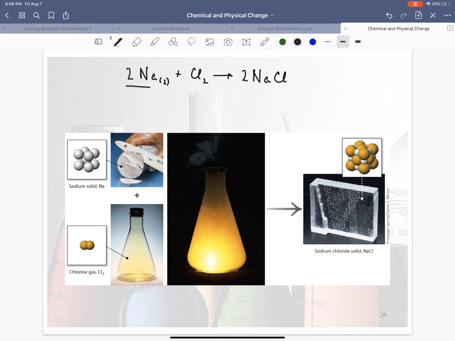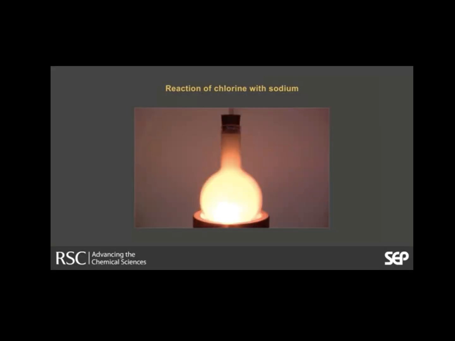We begin with two elements and we end with one compound. It is a chemical change. And as this chemical change occurs, there's a huge release of energy. It's very exothermic. This reaction can be safely demonstrated in school.